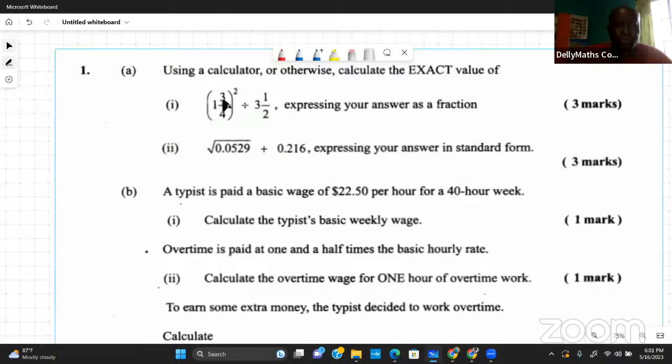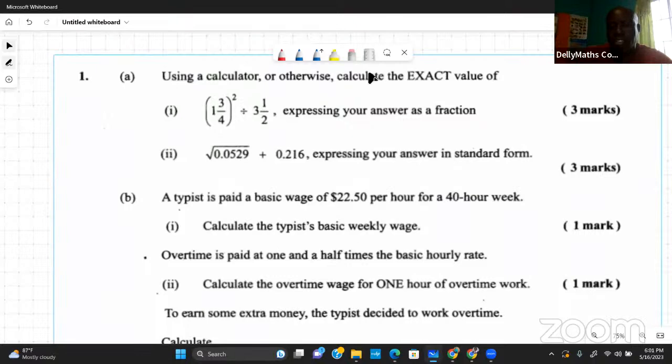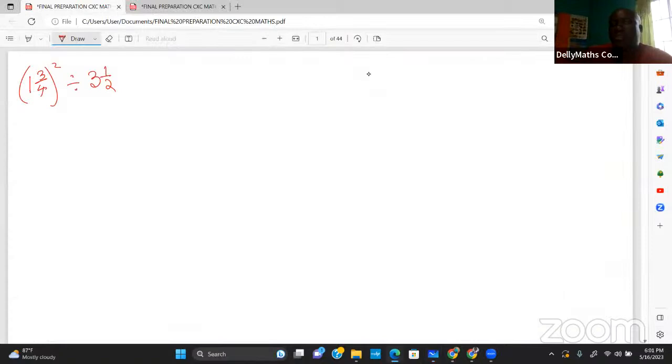All right, so here's a typical number one question we want to look at. It says, using the calculator or otherwise, calculate the exact value of this fraction: 1 3/4 squared, divided by 3.5. What we normally encourage you to do before you start working these is to convert all your mixed numbers to improper fractions to have a better idea first. So let us go ahead and change it first.